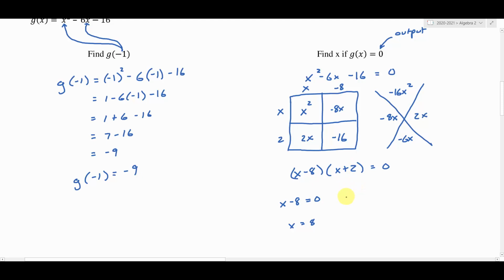We can do the same thing here with x plus 2. So we can say x plus 2 equals 0 and solve, and you'll find that x equals negative 2. So this is one solution. This is another solution. So if I were to take an 8 and plug it in for x, I would get a 0. If I were to plug in a negative 2 for both x's, I would also get a 0. So there are two solutions that could make a 0 become the output.